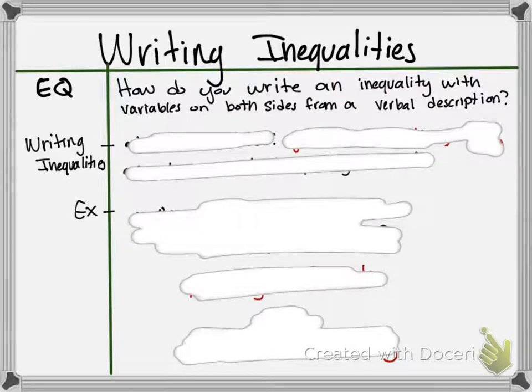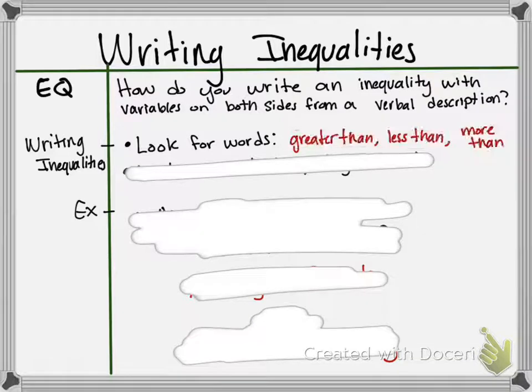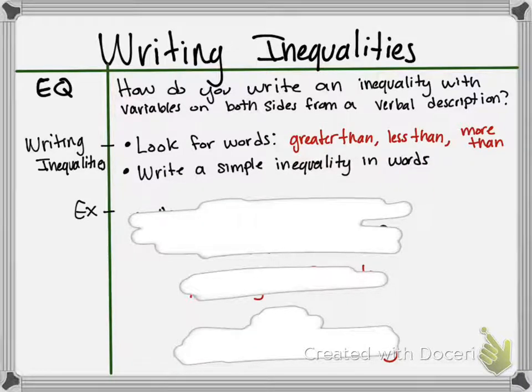Today we're going to be talking about how to write inequalities, and our essential question is, how do you write an inequality with variables on both sides from a verbal description? Okay. So first, when you're writing and reading inequalities, you're looking for words like greater than, less than, more than, to know what kind of inequality you're going to use. Okay. So you're going to write a simple inequality in the words.